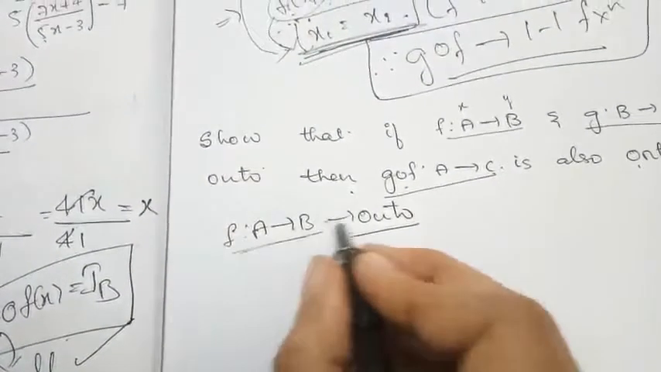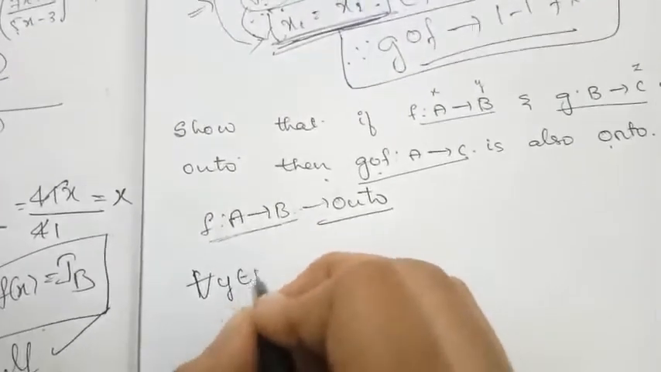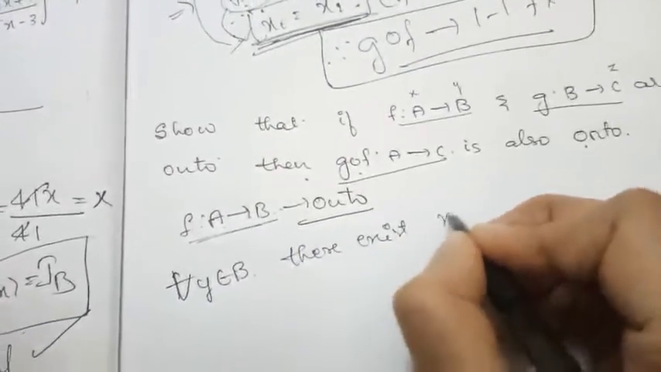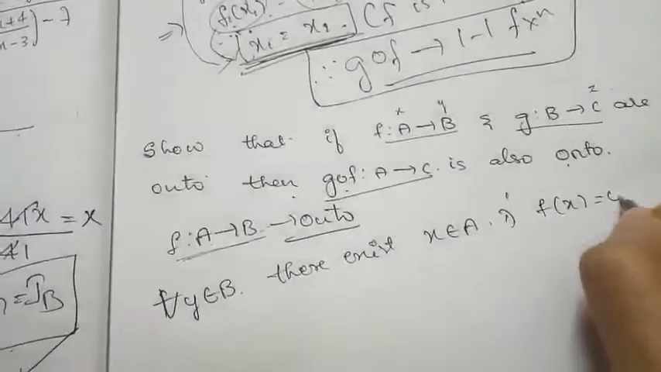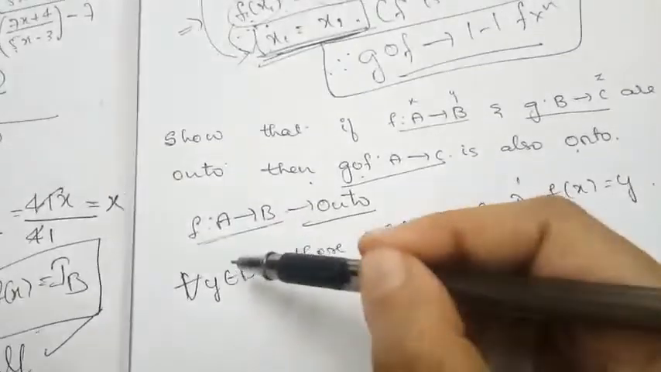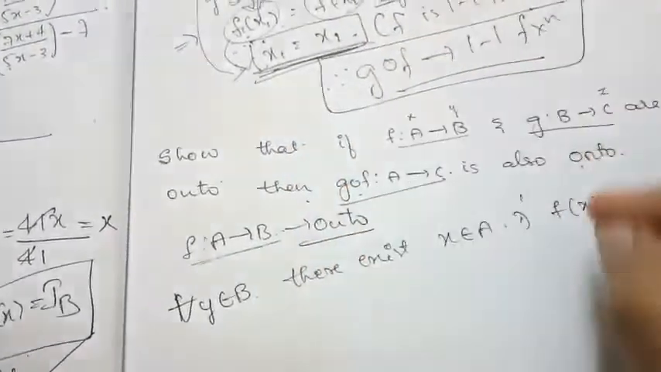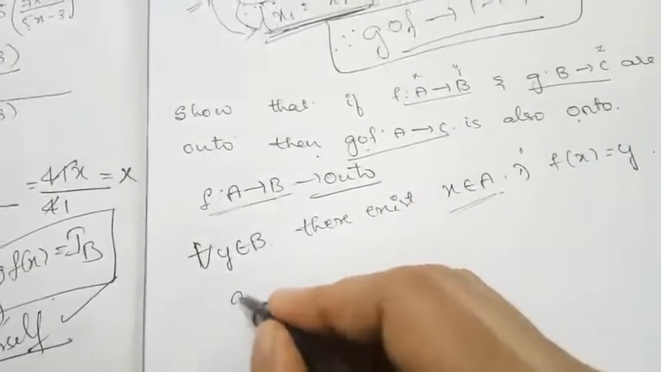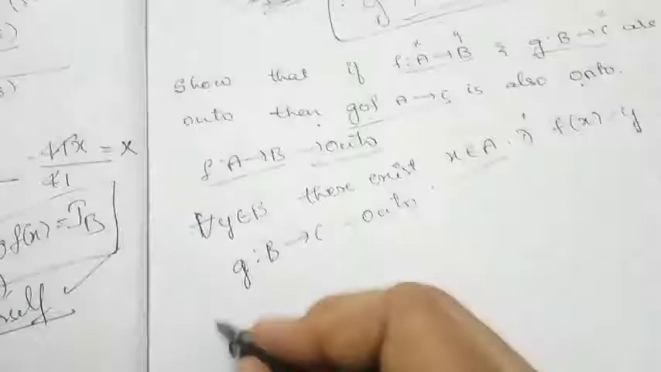If f from A to B is onto, then for all y belonging to set B, there exists x belonging to set A such that f of x is equal to y. That means all the elements present in the set B are the image of one or the other element present in the set A. That is what f from A to B onto implies. Similarly, they are saying function g from B to C is also an onto function. So what does that imply?